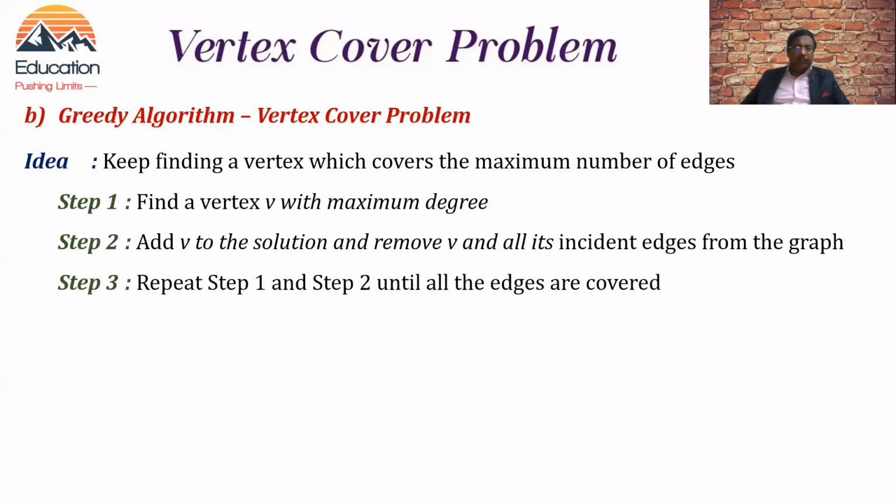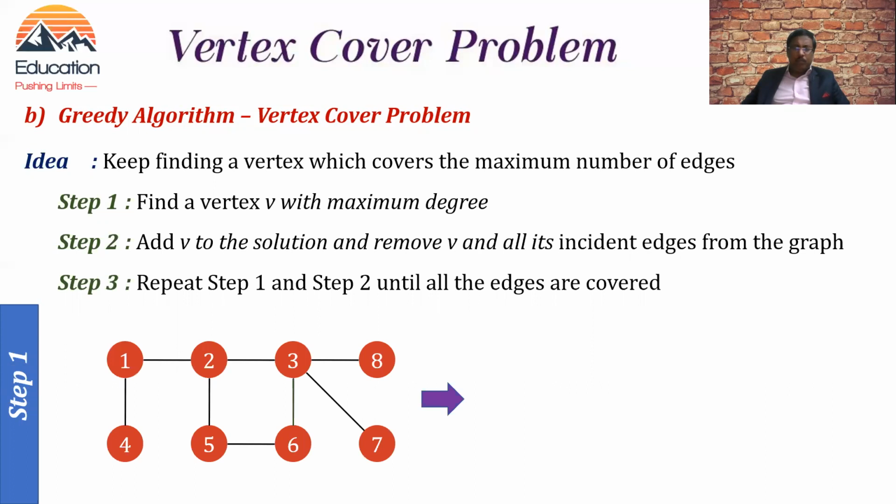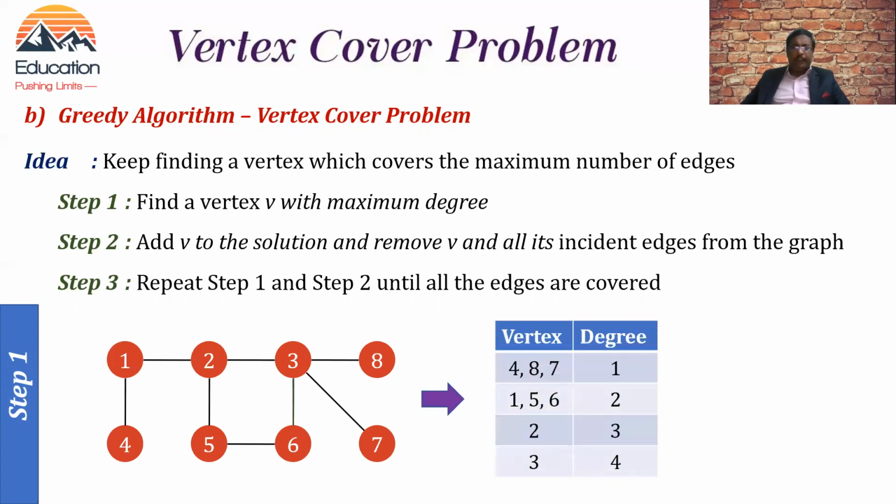So step 1, find a vertex with maximum degree, add V to the set, and remove V and all its edges from the graph. Step 2. Step 3, repeat step 1 and step 2 until all the edges are covered. I'm going to take the same example, and I'm going to first find out the degree of each and every vertex. The degree of a vertex is very simple. You can find it out: how many edges are incident into the vertex, or how many edges come out from a particular vertex. That is the degree here.